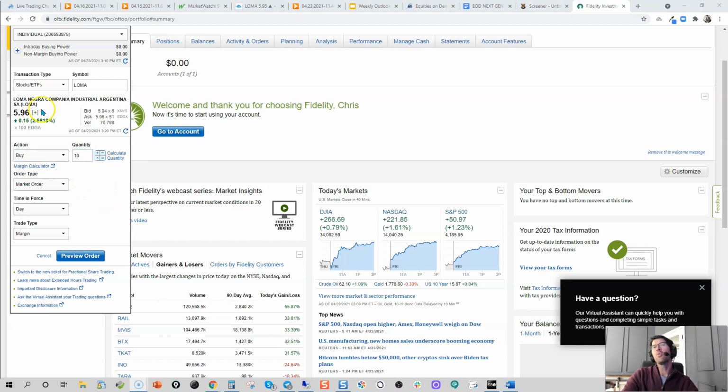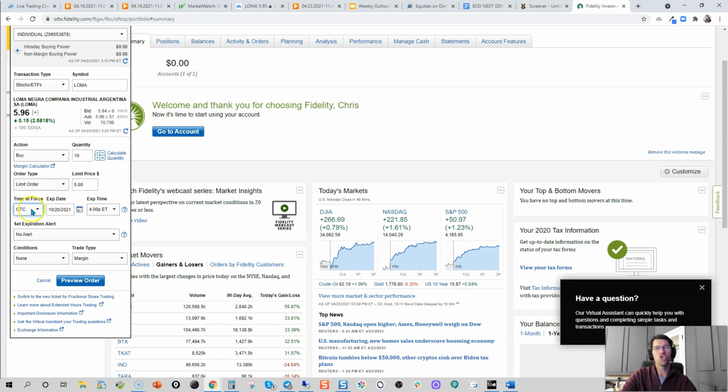If I felt that 5.96 is too high, maybe I want to get it a little bit lower. Let's say we're going to go into a buy trade, but do a limit order. I don't want to buy it at $5.96. Let's say I want to buy it at $5. So I put in a limit order at $5. Now, if you're doing limit orders, typically that's a price that I want to buy the stock or ETF at, and so I'm typically filling that with a good till canceled.